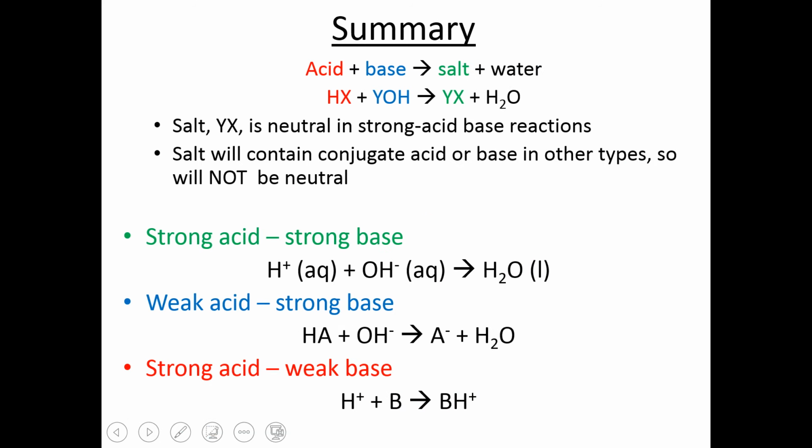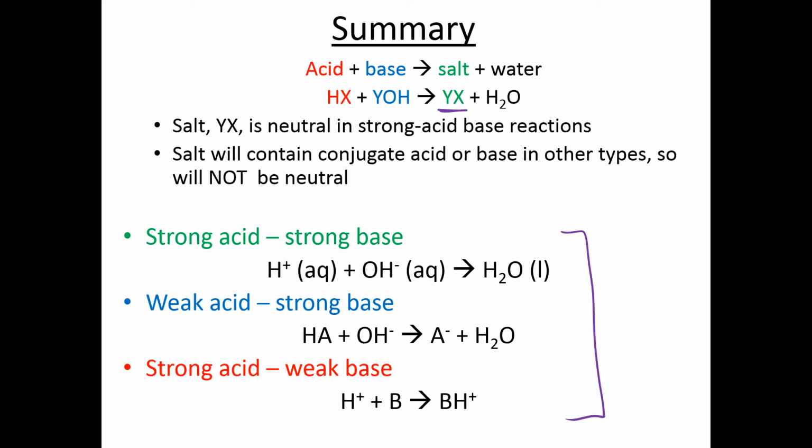So I'm going to summarize. In general, these reactions look like double displacement reactions. So acid plus base makes salt plus water. Salt is that other ionic compound that you form in this reaction. Here's a summary of what the reactions look like. If it's strong acid, strong base, the reaction's always the same. It's H plus OH makes H2O. Everything else ends up being a spectator.